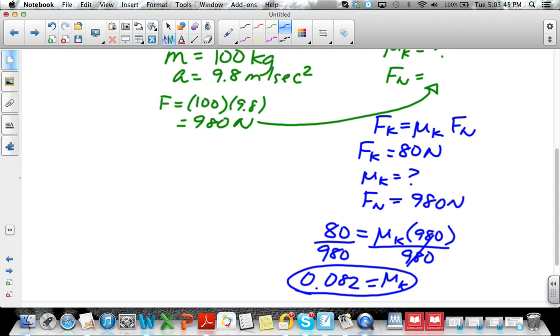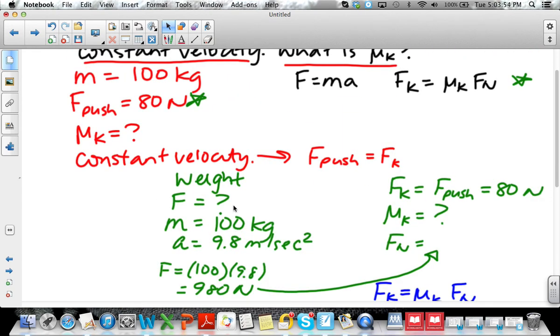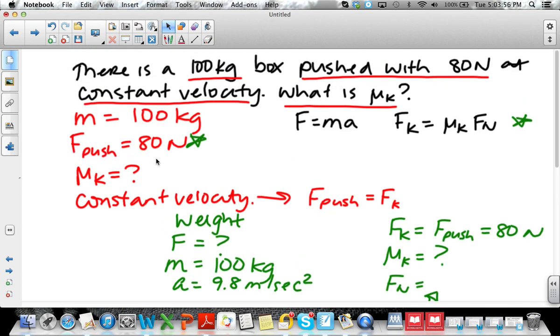Okay, so those ones, that's how you calculate the coefficient. There's not too many options. You either have a push, like this one, or you were given a friction force. And so that would be the end of that.